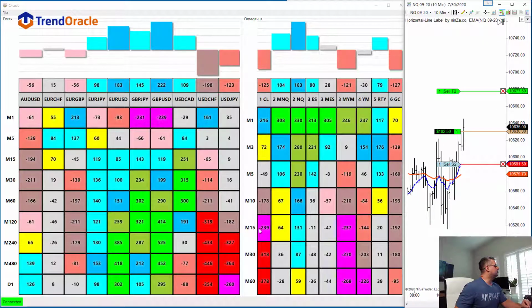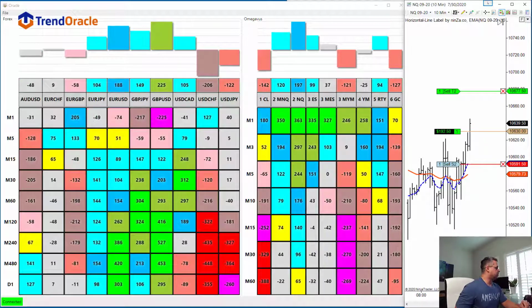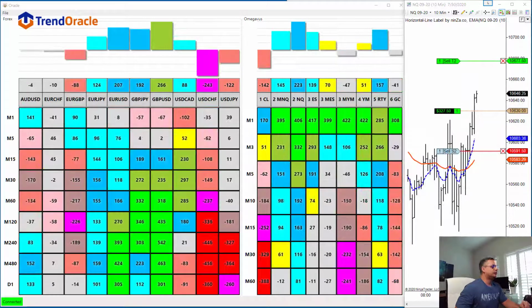Fully aligned. Let's see. M15 must be a 120. Check. M5 above 150. Check. And M3 above 200. So I'm gonna just pause the video here and bring it back in a moment. All right, guys, beautiful. Take a closer look. We're up 342 on just one contract on the NASDAQ.